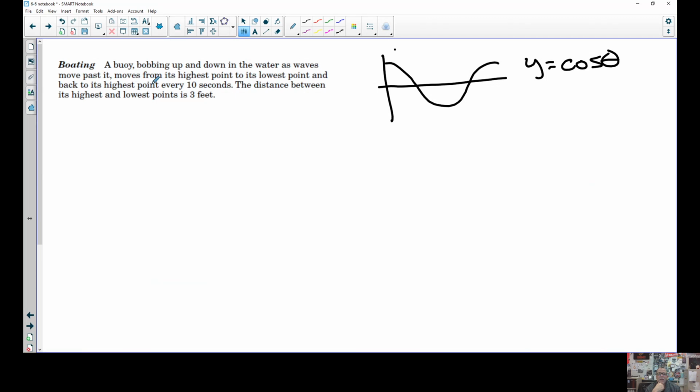All right. And it does this every 10 seconds. What did they tell us there? If it goes here to here to here every 10 seconds, they told us the period is 10 seconds.